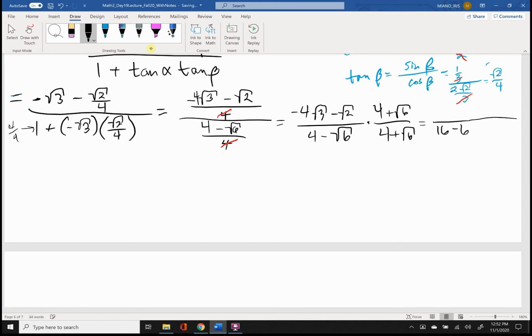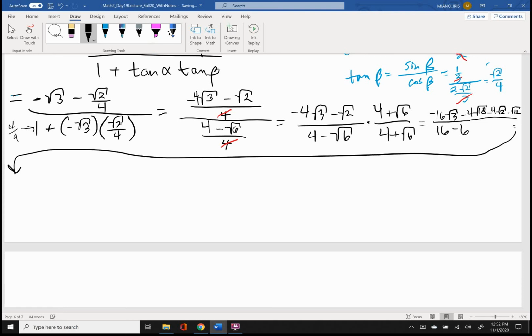Initially, it's going to be this mess of negative 16 root 3 minus 4 root 18. Don't worry, we're going to simplify these radicals in a subsequent step. Minus 4 root 2 minus root 12. Let's see if I can fit all this in. Yikes, just barely. Okay, so this is going to be equal to something that I'm going to put all the way over here. So fun. Okay, negative 16 root 3.